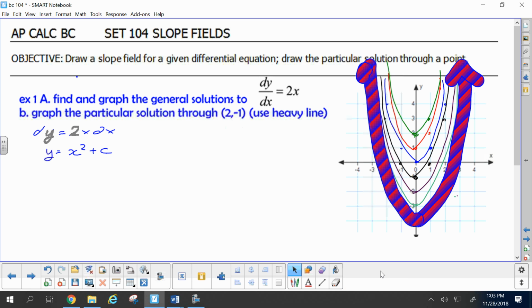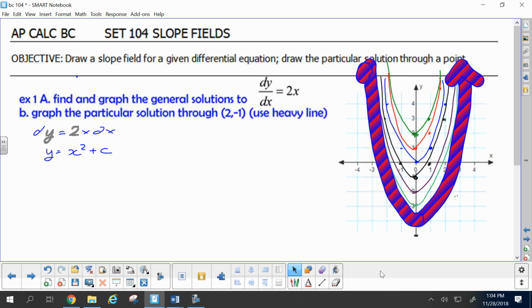So imagine they told you, yeah, it's that differential equation, but it also has to pass through the point (2, -1). Now, the only way you're going to do that is with one equation. So if you make (2, -1) a heavy line, then that would be the particular solution. Cool? Cool.